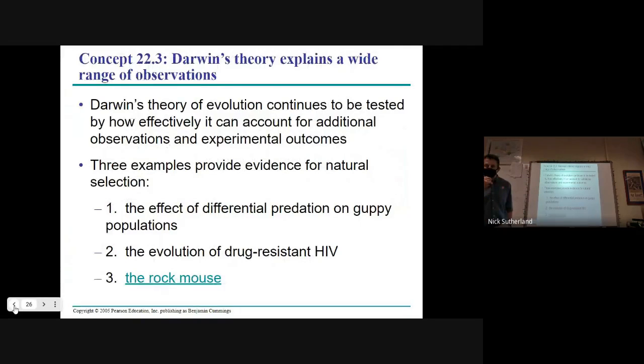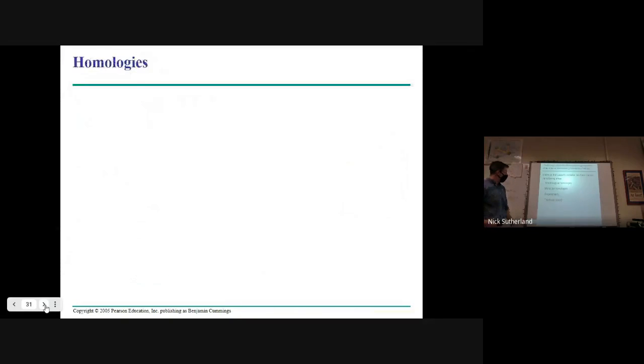The third example, which I'm going to show you starting tomorrow, is called the rock mouse. Okay, the rock mouse, and it's a 10-minute spiel. They kind of walk you through natural selection. It's a great little video. So we'll pick that up tomorrow with the very first part of class, and then we'll do something with the evidence of evolution, which I think is the next set of slides there.